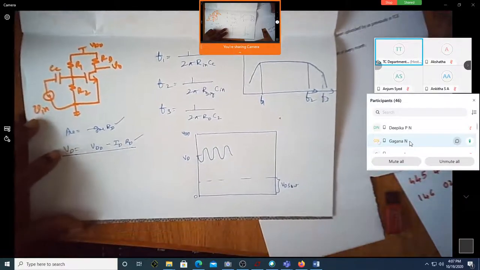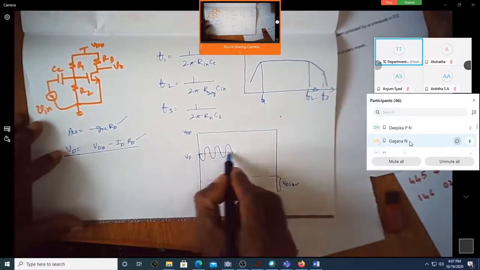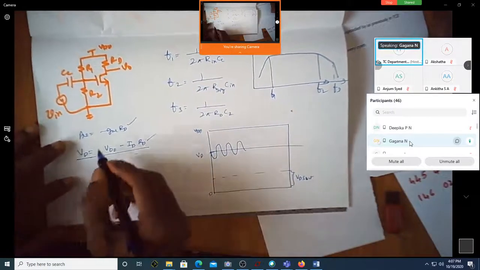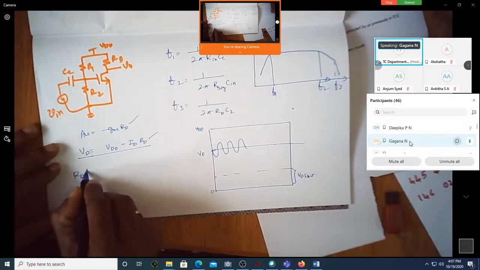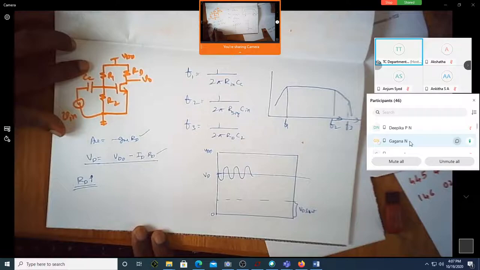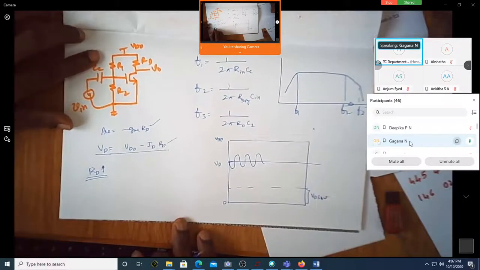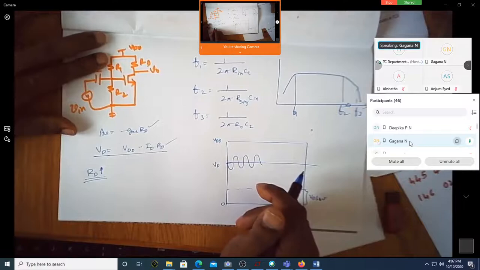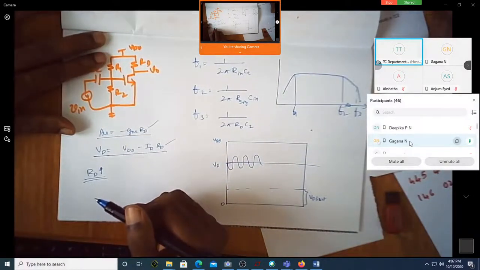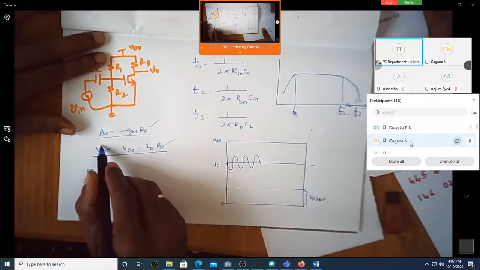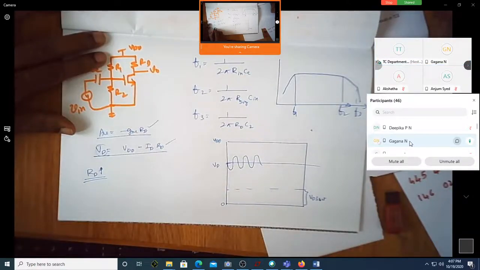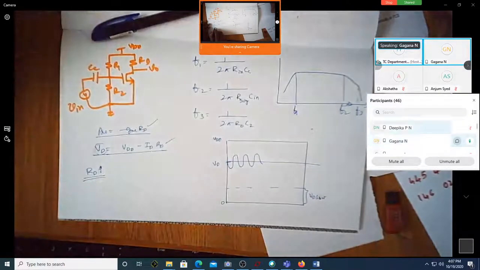Around this VD, this is going to swing. Correct? Yes, sir. Now let us see, if I increase RD, what will happen? If I increase the RD value, what all things will happen? Does the gain increase? Yes, sir. What will happen to this VD? VD will decrease.